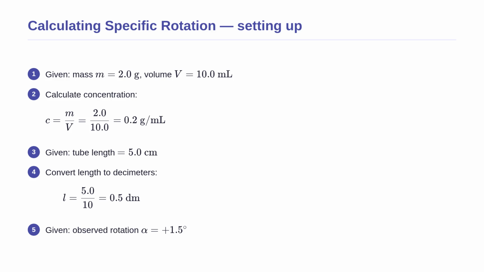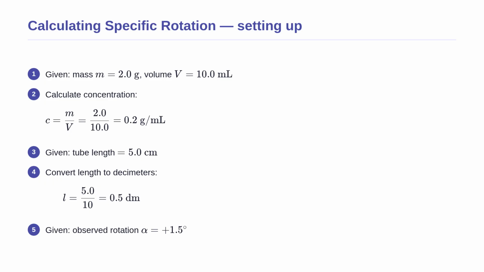Now that we have seen the instrument, let us solve a concrete example. A student dissolves 2.0 grams of a chiral compound in enough water to make 10.0 milliliters of solution. The sample tube is 5.0 centimeters long and the observed rotation is positive 1.5 degrees. We need to find the specific rotation.